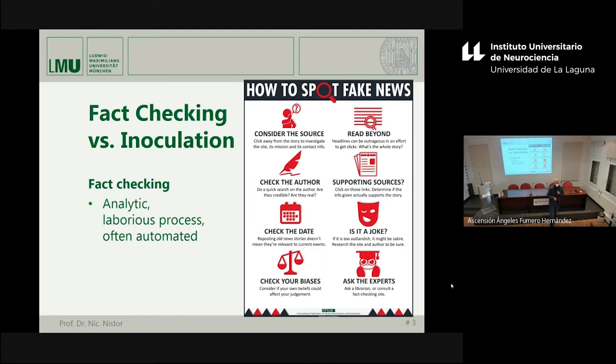And fact-checking is first of all an analytic process, rather difficult to perform, and it's very laborious. So it's wonderful if we can perform fact-checking, at least in the form of comparing news from several sources. And here there are some ideas. So consider the source, read beyond, check the author, and so on. Actually, not what I would like to talk about, because our research on fake news goes mainly in the other direction.